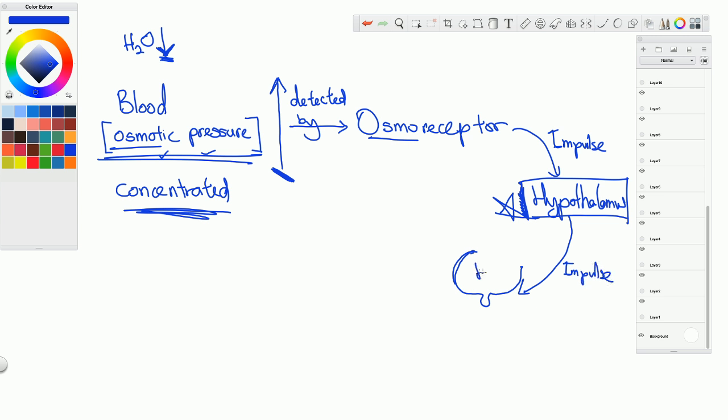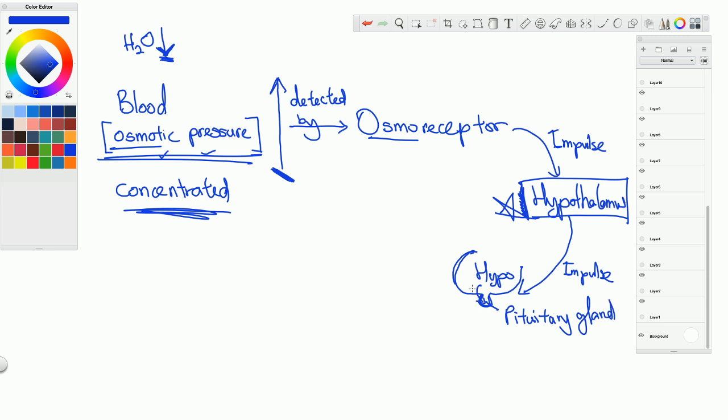Let's say this is the hypothalamus. Down here, a bit smaller, this is the pituitary gland. The pituitary gland is located just below the hypothalamus. The hypothalamus will inform this gland.